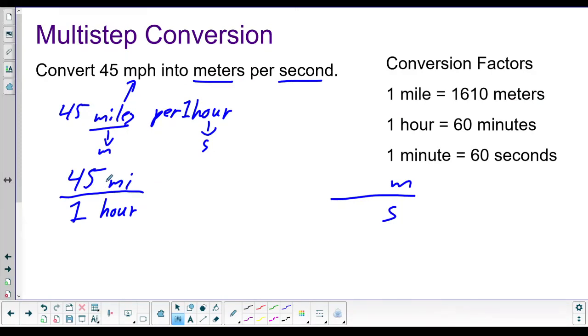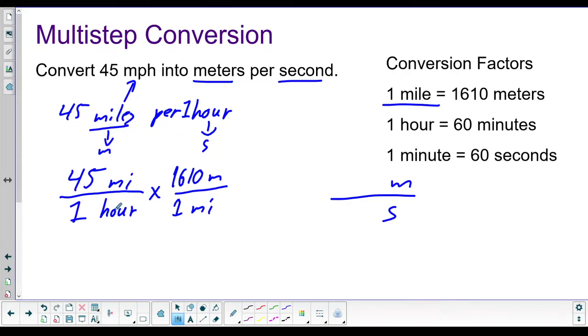So I want to convert miles into meters. So we're going to multiply. Miles is on top here, so that means my miles should go on the bottom of the next fraction so that they cancel out. And we're going to put our meters on top. 1,610 meters. This is not exact. It's like 1,609 point something, but we're rounding just to make it a little nicer. Okay. So this fraction will take care of the miles to meters.